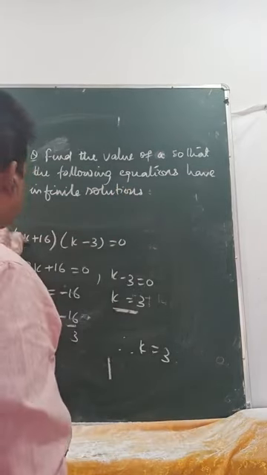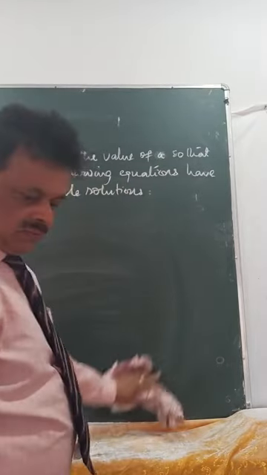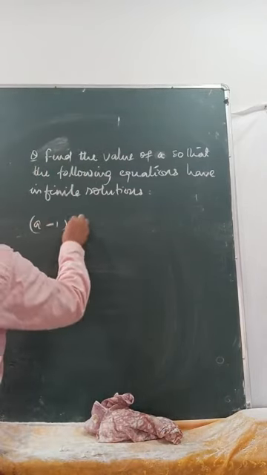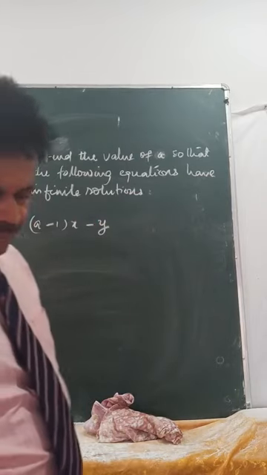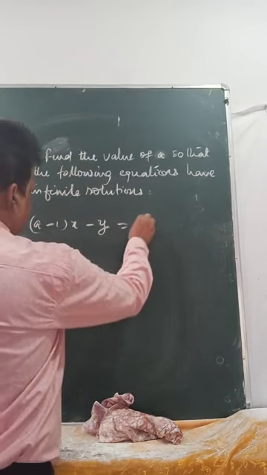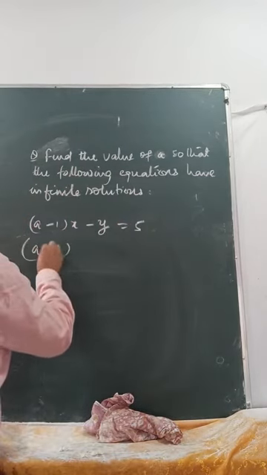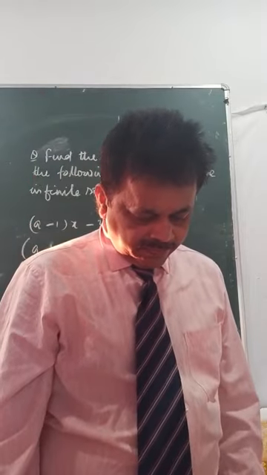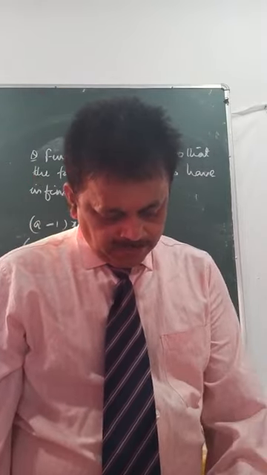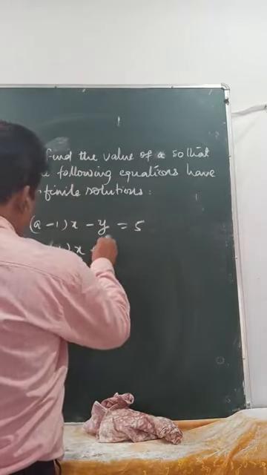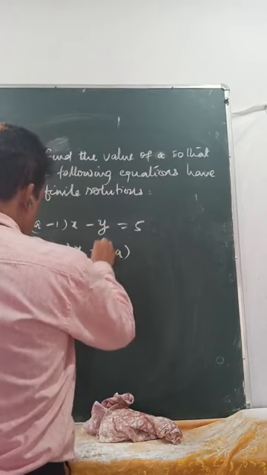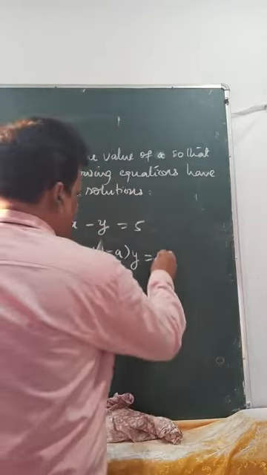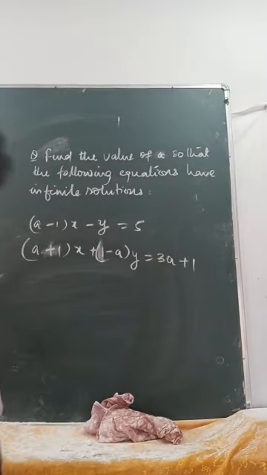So what will you find? a minus 1 x minus y equals 5. a plus 1 x plus 1 minus a y equals 3a plus 1. Okay, next I'll show you how to solve.